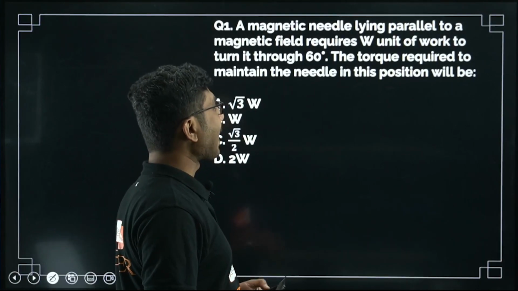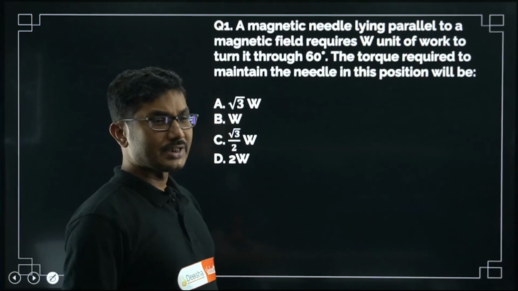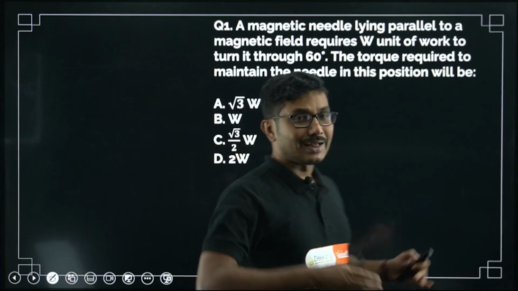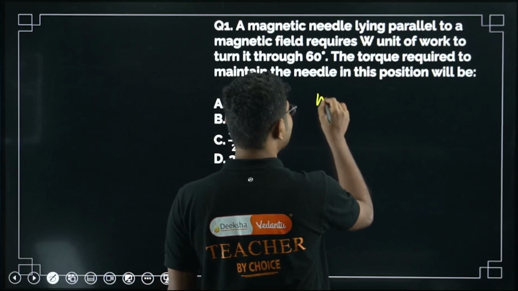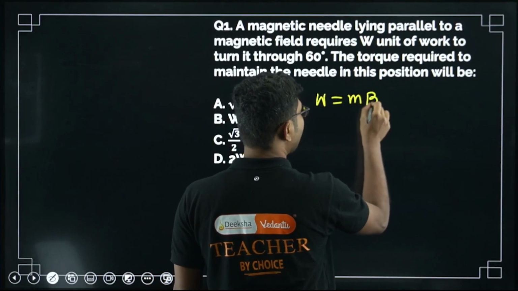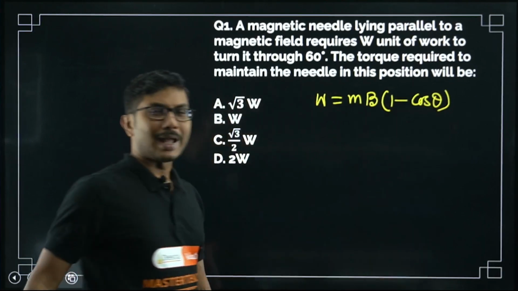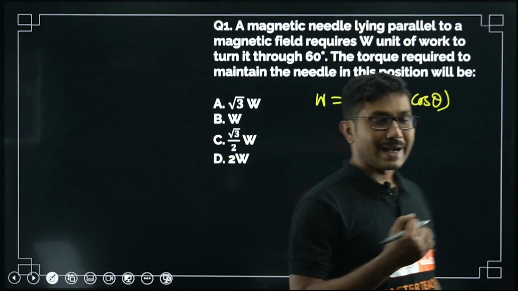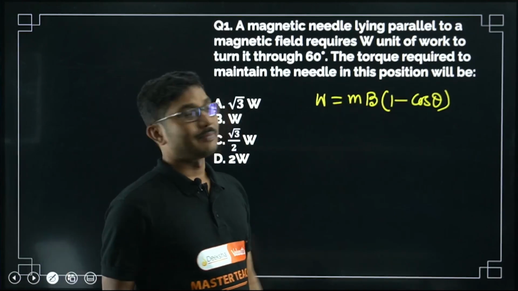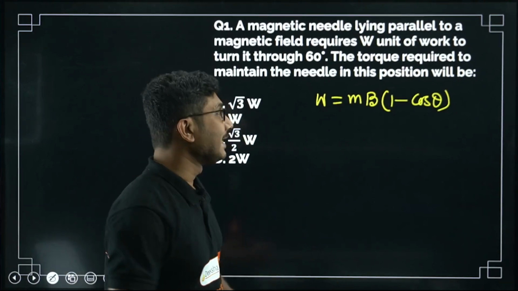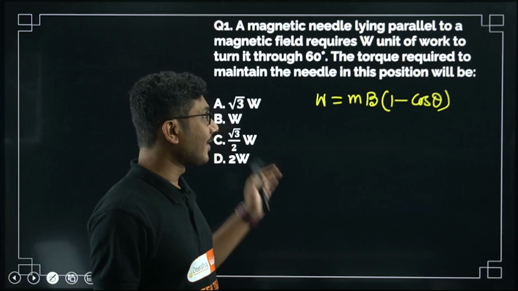A magnetic needle lying parallel to a magnetic field requires W units of work to turn it through 60 degrees. When you turn it by an angle of 60 degrees, the work done is given by a formula that you have to remember: mB(1 - cos theta). Small m is the magnetic dipole moment, capital B is the external magnetic field, and theta is the angle by which you have turned it. Initially the potential energy was obviously -mB cos 0; when you turn it by an angle theta, the final is -mB cos theta.